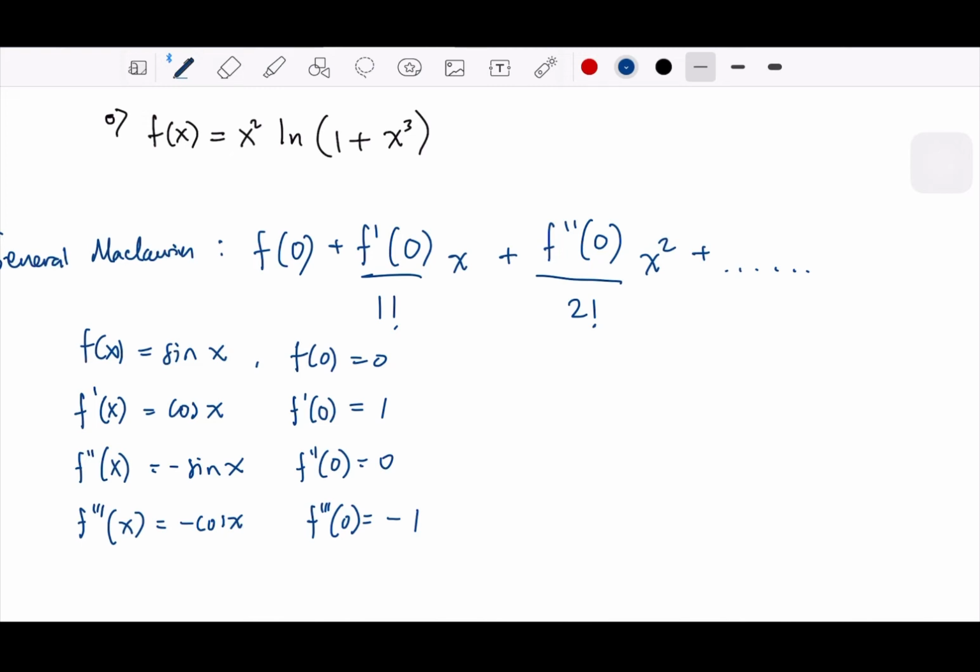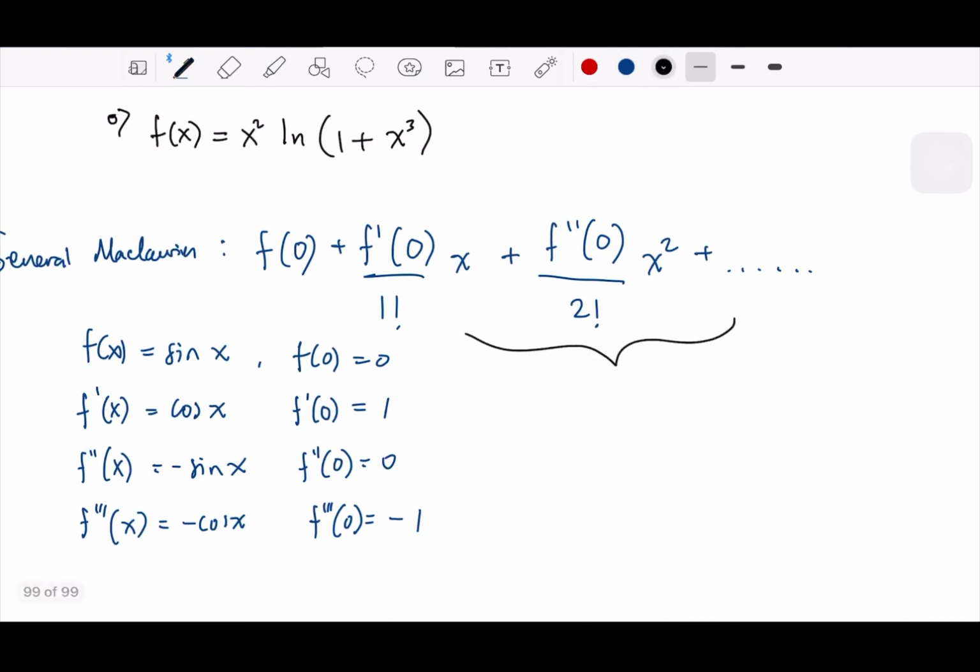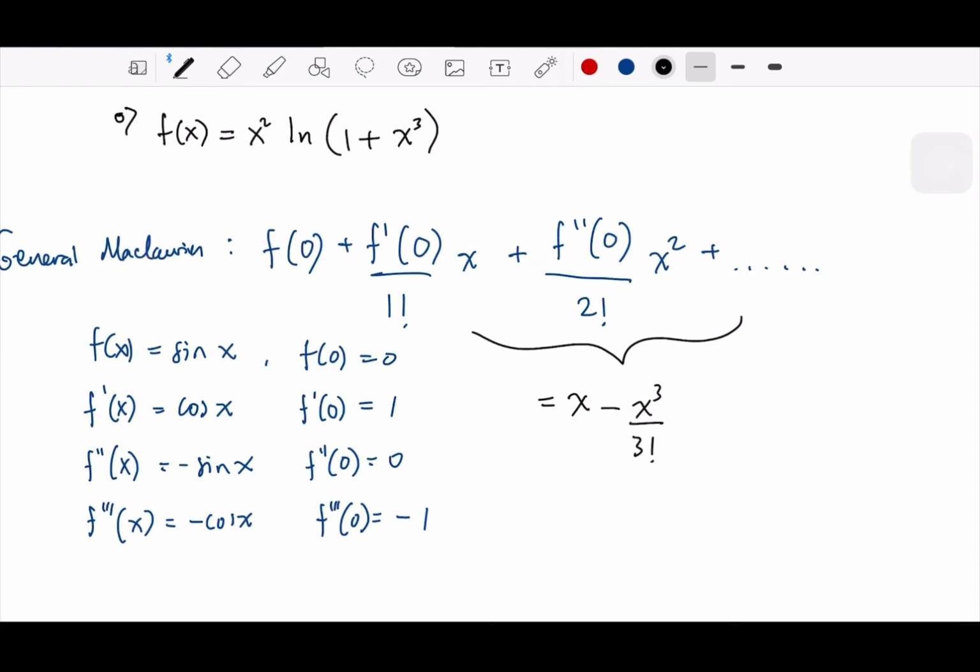Now we can write down the formulation for the Maclaurin series. We start from x, which the coefficient is 1. The second one is 0, so we skip this, and then we have the third one, and it's negative. So we will have a negative x cubed over 3 factorial. Let me just write 1 factorial so you will see the pattern here.